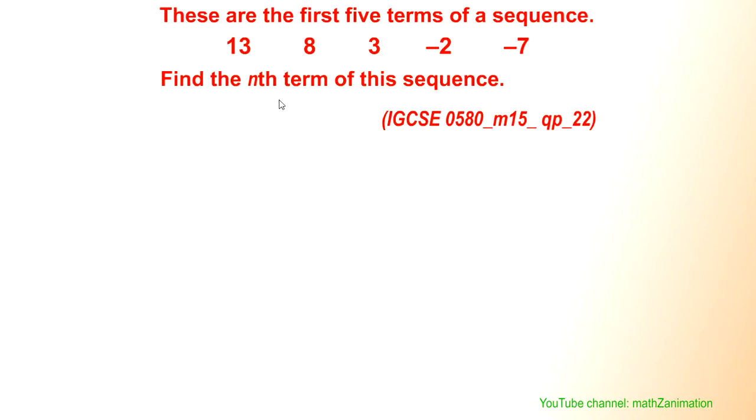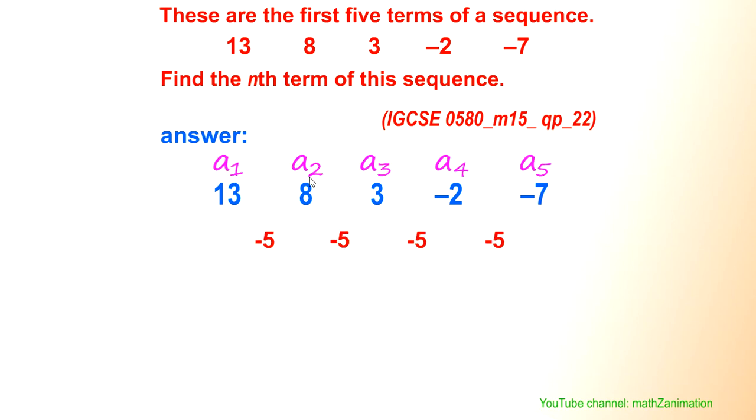Okay, we move to a question taken from the IGCSE past paper 0580 M15 question paper 22. As you see here, the first term is 13, the second term is 8, the third term is 3, the fourth term is minus 2, the fifth term is minus 7. So a sub 1, a sub 2, a sub 3, a sub 4, a sub 5. The common difference is minus 5, minus 5, minus 5, minus 5. So the general formula to find the n term is a sub n equals minus 5n plus question mark.